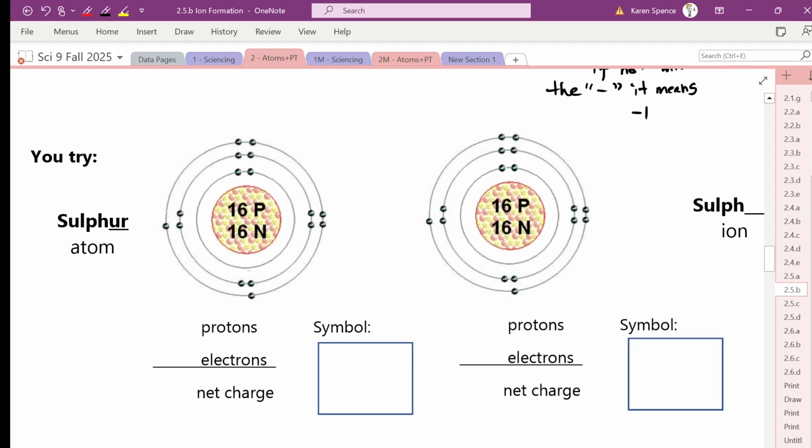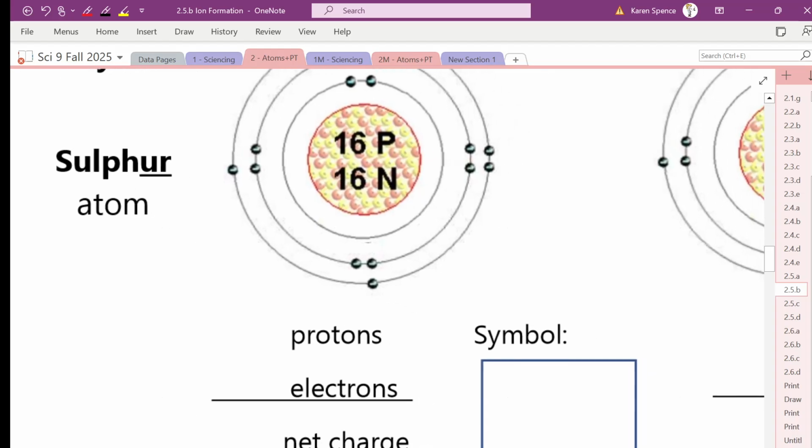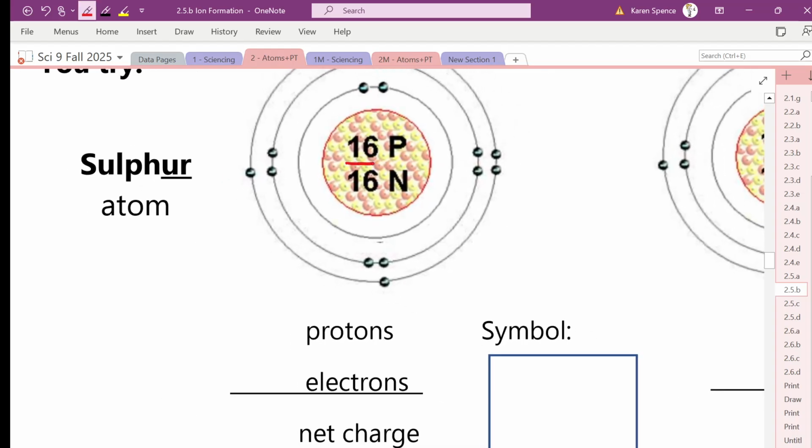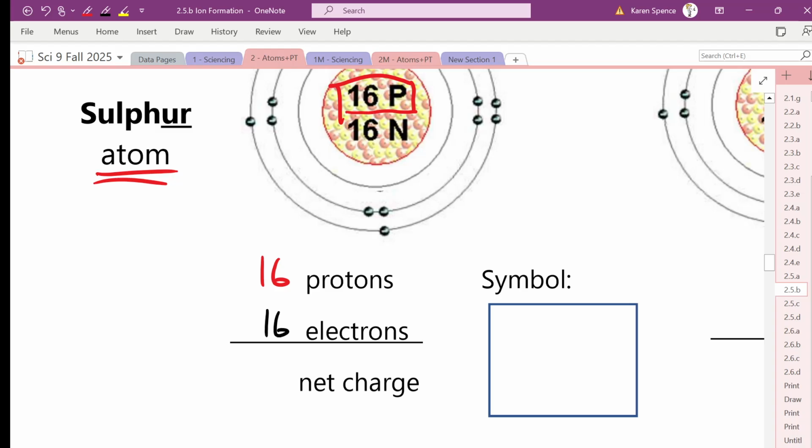Do you guys want to try this one on your own? Or do you want to do it with me? One more with me and then one on your own? Okay. One more with me. So we have sulfur. Sulfur has 16 protons. So we can fill that in here. 16 protons. And if it is an atom, how many electrons does it have? 16. What is its net charge? 0. Because it has 16 positives and 16 negatives. What is the symbol for sulfur? S. Okay.